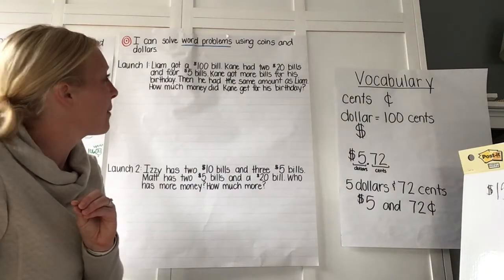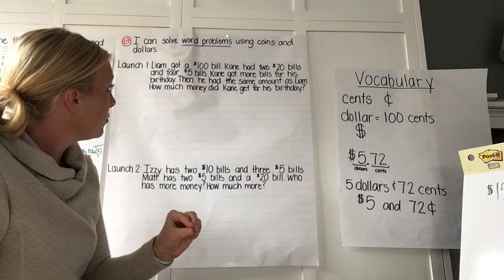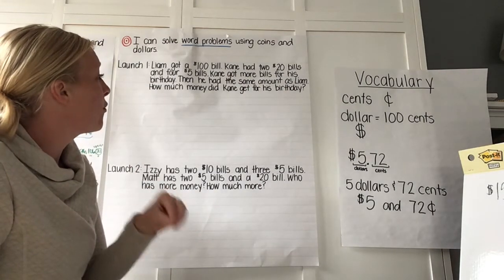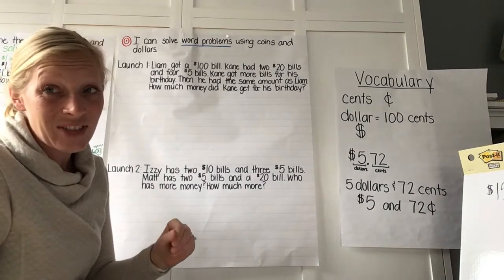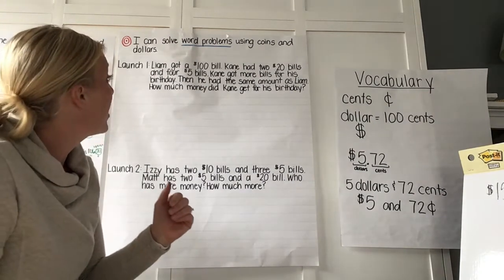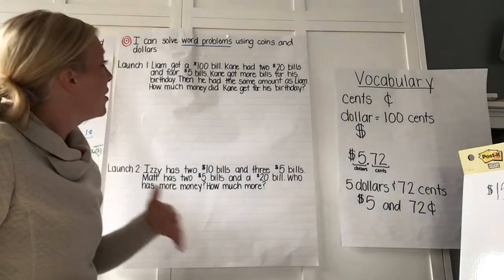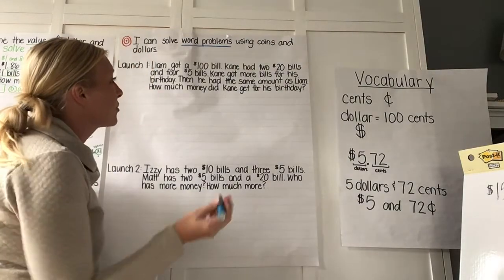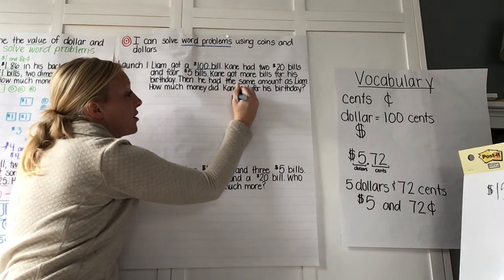So let's take a minute and think about that. Liam had a $100 bill. Kane had 2 $20 bills and 4 $5 bills. Kane got more bills for his birthday, and then he had the same amount that Liam did. So how much did he get for his birthday? Well, what do we already know, my friends? We already know that Liam had $100.